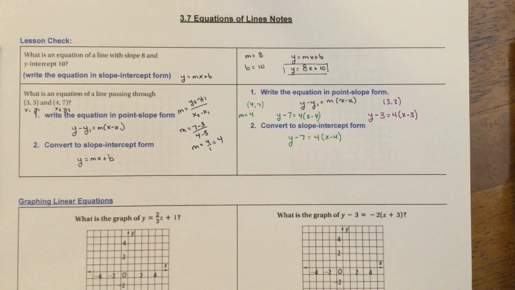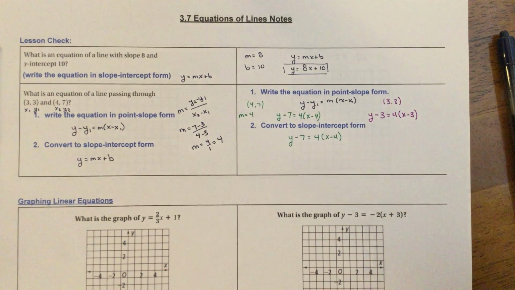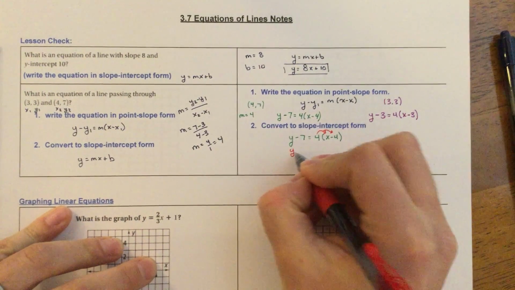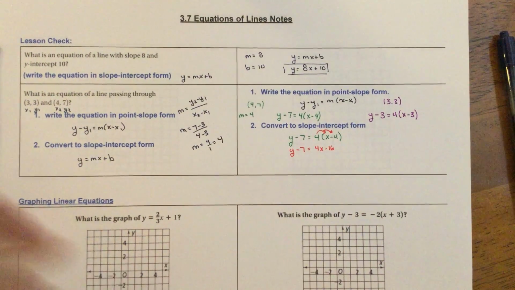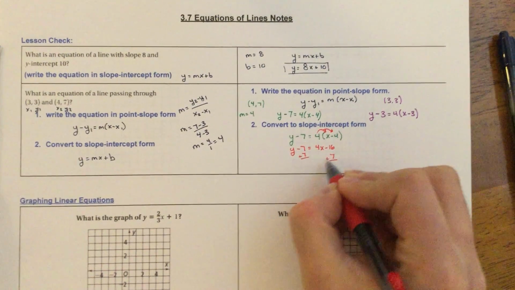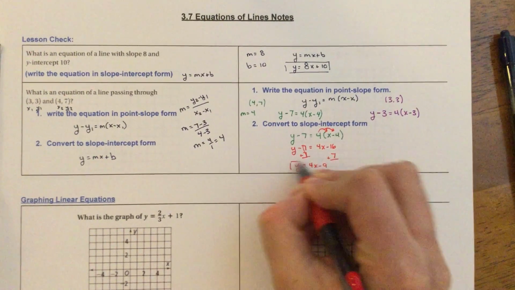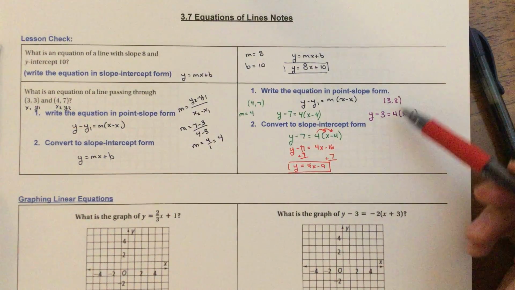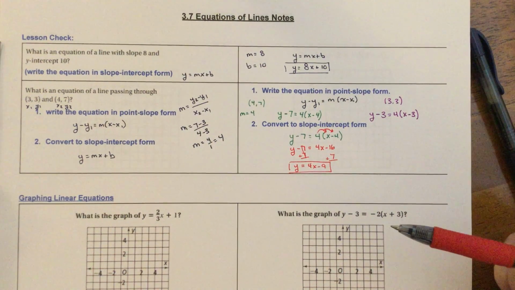So what you can do to convert this, again, we want to convert this to slope-intercept form, is we can actually distribute that 4 into the parentheses to get y minus 7 equals 4x minus 16. And then we can add 7 to both sides to get y equals 4x minus 9. If you did this same process with the purple equation here, it would come out to the same slope-intercept form of the linear equation.